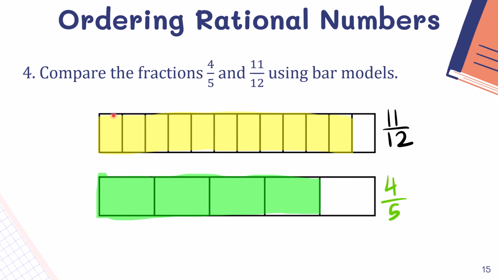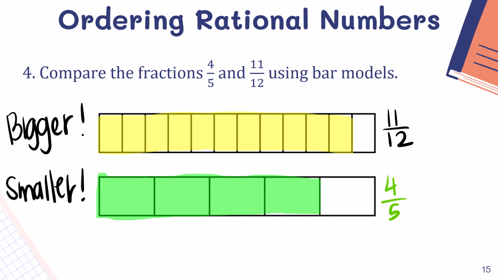And since these are the same length, we can use this bar model to figure out which one is larger. So which one is larger? It's 11 over 12, right? So 11 over 12 is larger than 4 over 5. That's the bigger one. 4 over 5 is the smaller one.